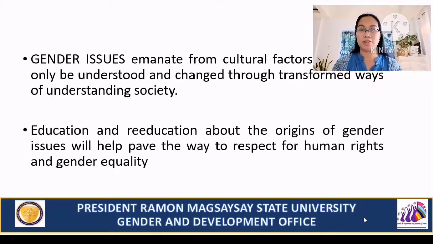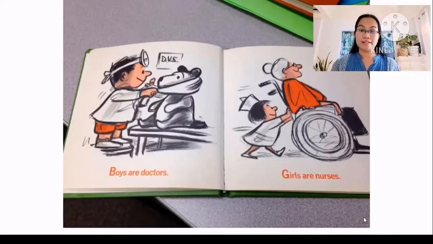Education and re-education about the origins of gender issues will help pave the way to respect for human rights and also to attain gender equality. Okay? So let's take a look at this illustration. As I have mentioned, we are trying to attain gender equality, but look at these materials. Maybe you can also review the modules that we are using right now, and tignan natin kung meron pang mga gender stereotypes. Let's have this as an example.